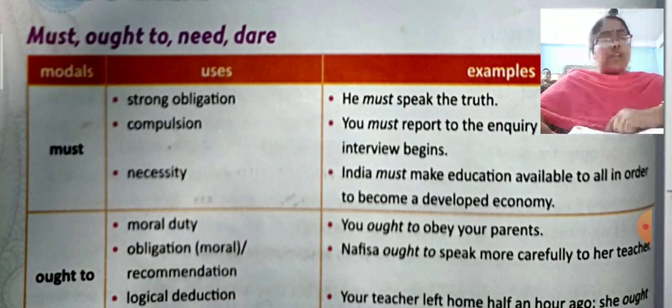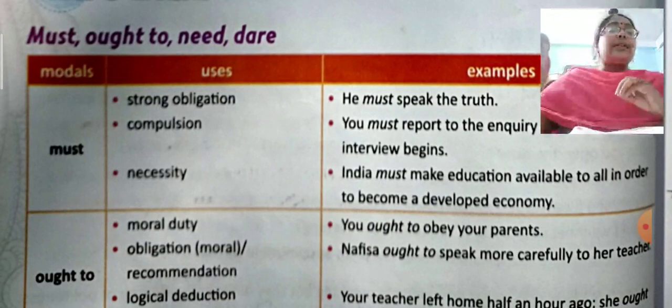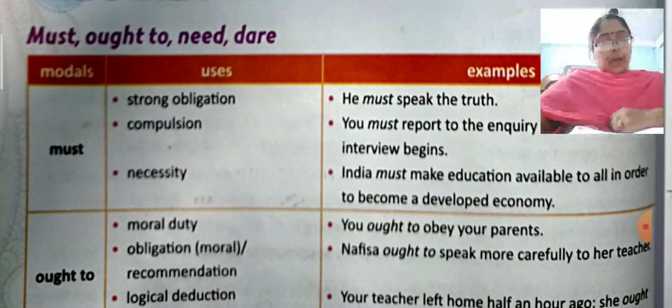A compulsion. You must report to school by tomorrow. A compulsion. Okay. Now the third one is necessity. Necessity means India must play the football match tomorrow. Okay. Or India must make education available to all in order to become a developed country.